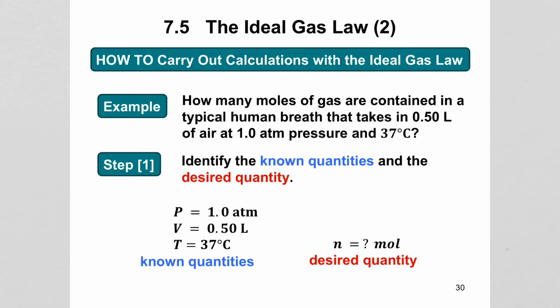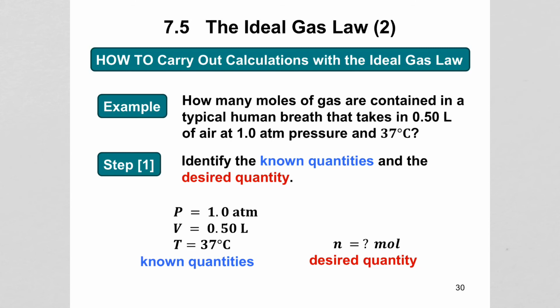Let's try applying the ideal gas law. Here, for instance, we want to figure out how many moles of gas, in other words, we're looking for that n, moles, are contained in a typical human breath that takes in half a liter of air at 1 atmosphere under your typical physiological temperature of 37 degrees Celsius. Now, whenever you're dealing with this type of problem, it's very important that your temperature cannot remain in Celsius. It has to change to Kelvin. So that would be my first step towards solving this problem.